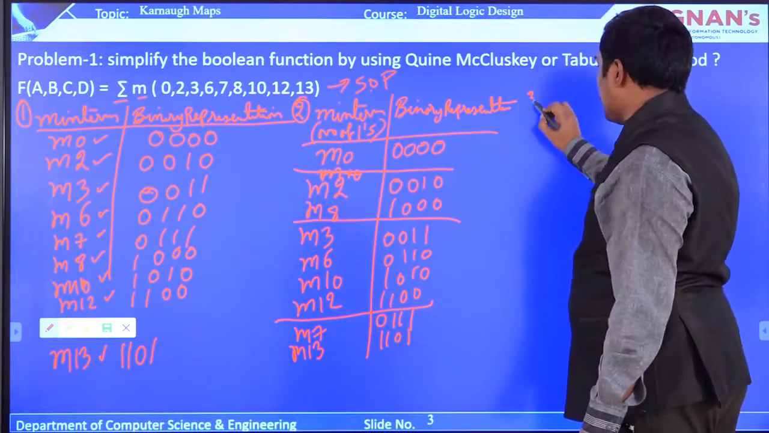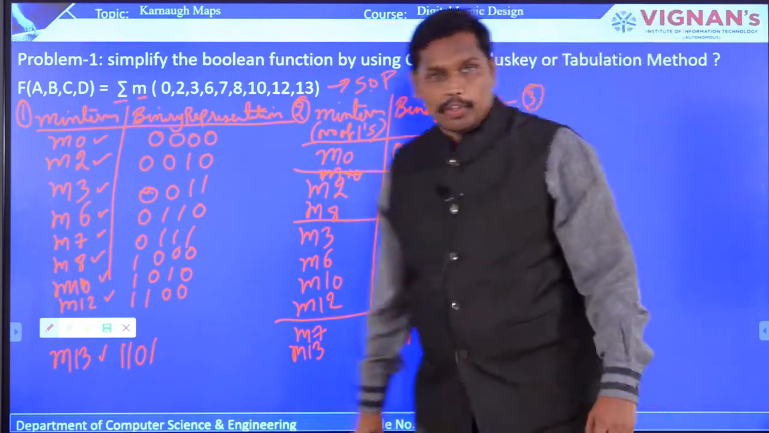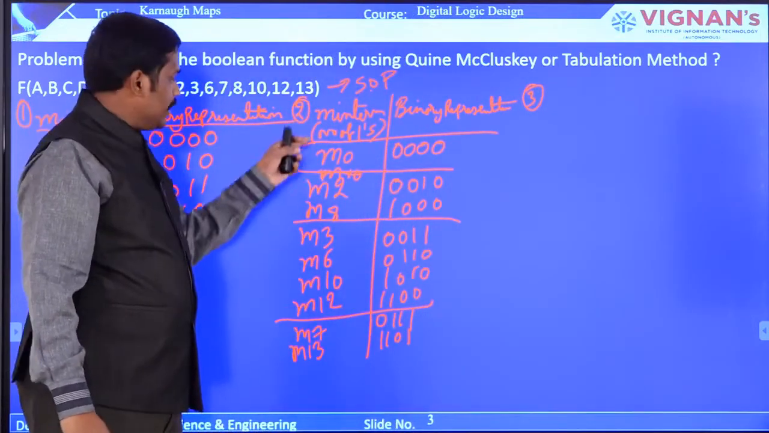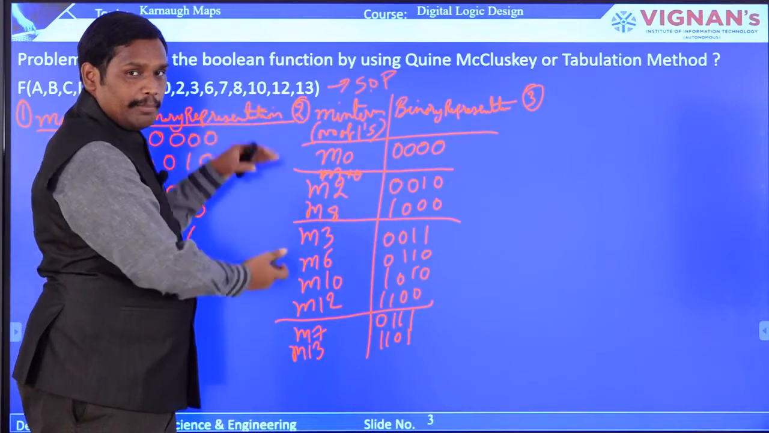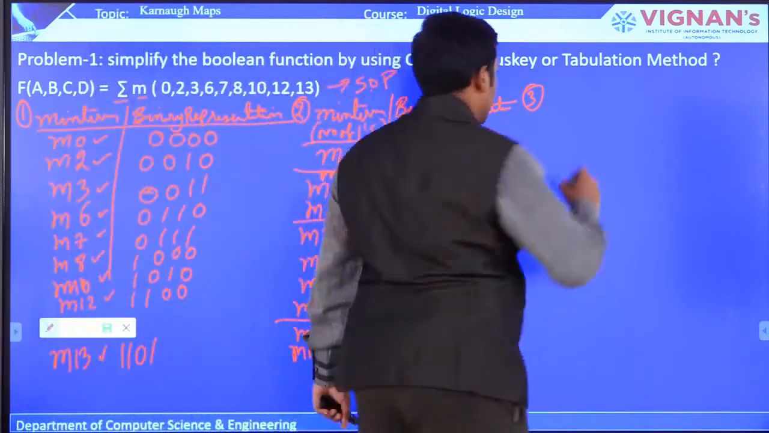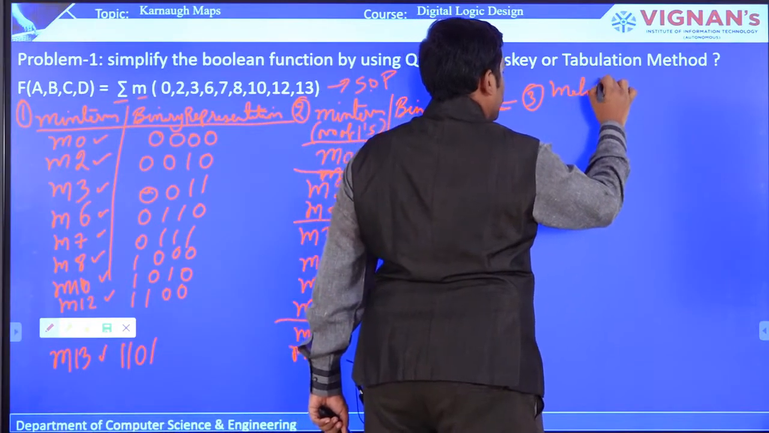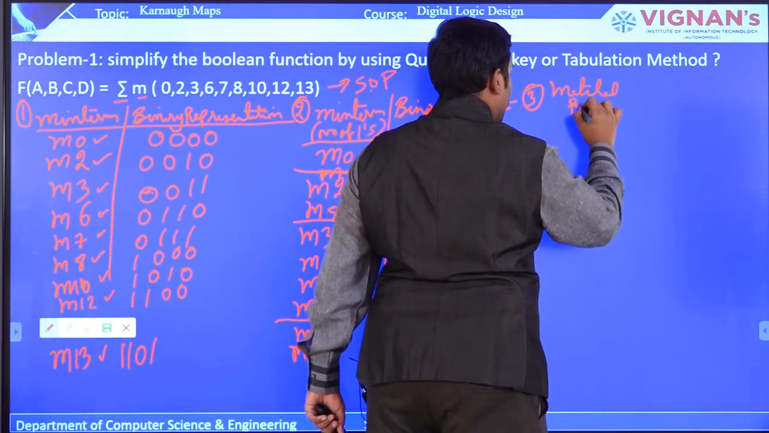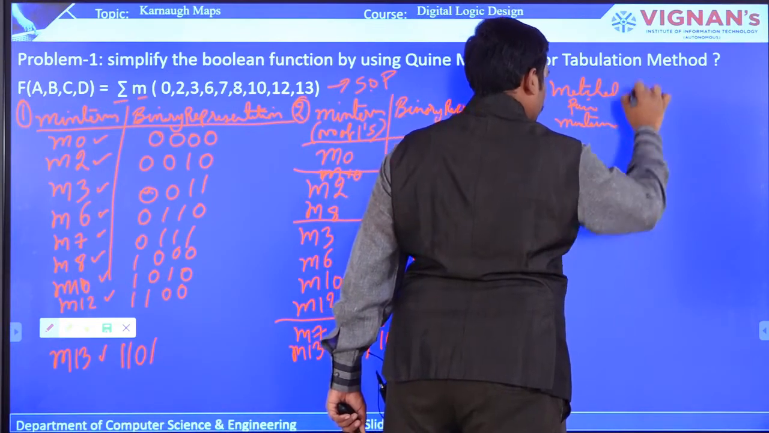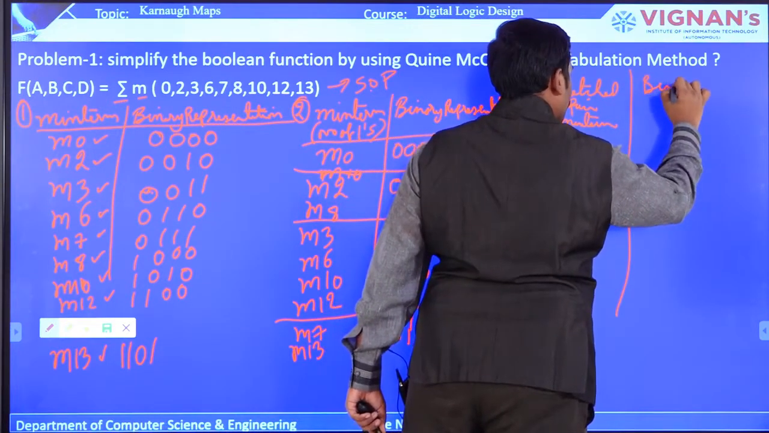Now we are going to generate a third table. You can see that the min terms, based on the number of ones, we have divided them into groups. Now, in the third table, we have to find the matched pairs. So we'll say matched pair min terms. How to construct these matched pair min terms with their binary representation, we will see now.